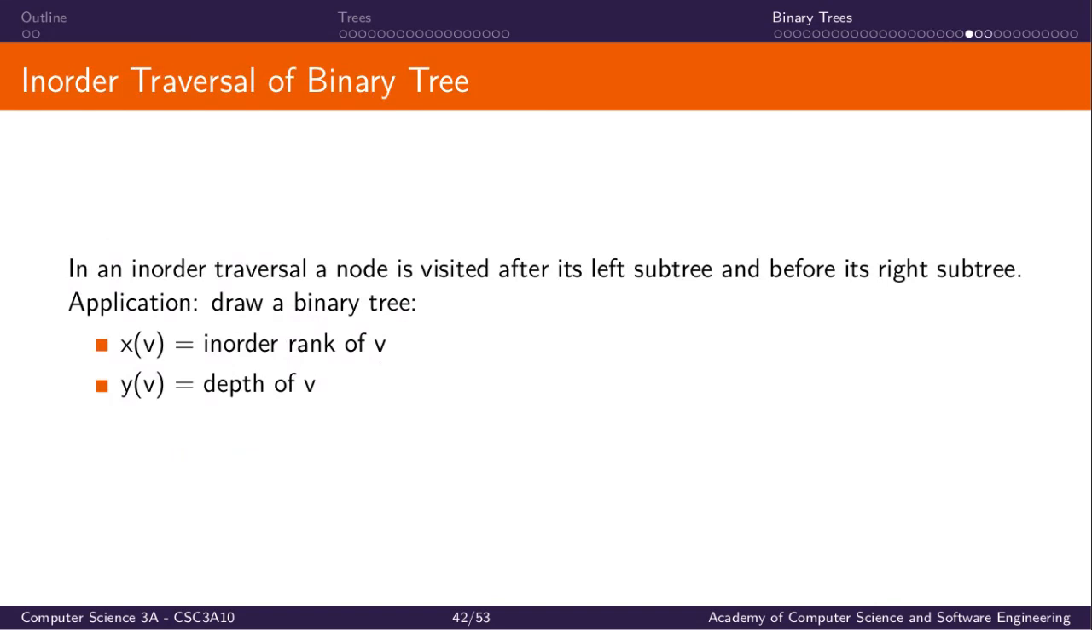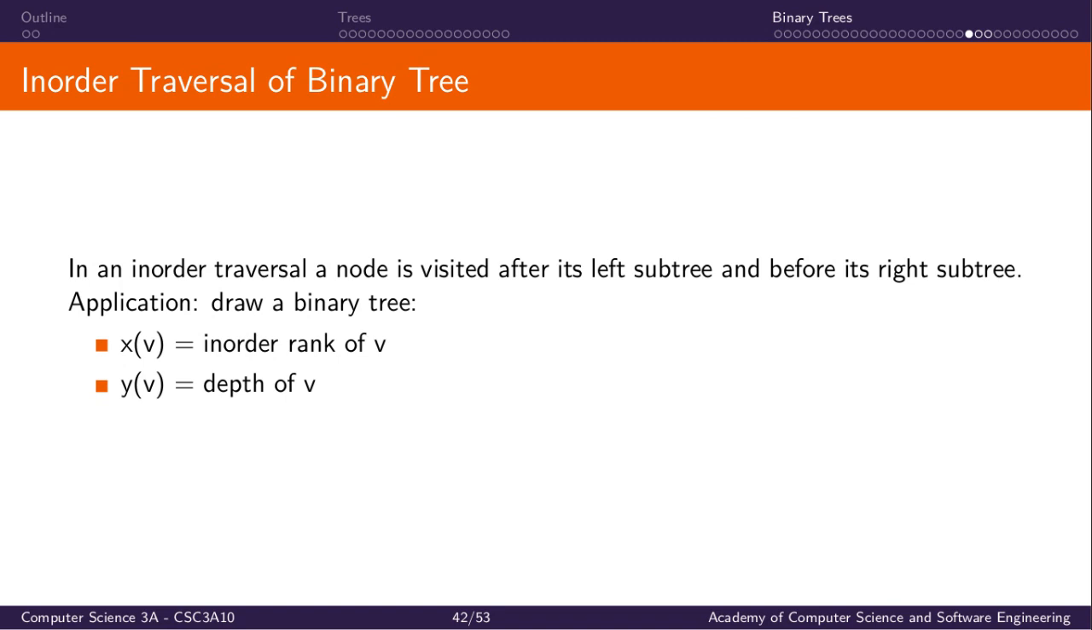Then we want to talk about a new traversal. We talked about a pre-order traversal and a post-order traversal. We will now want to talk about an in-order traversal. So for an in-order traversal, you visit first the left subtree. So you recursively call it on the left child, which will visit the entire left subtree. Then you visit the node itself. Then you visit the right subtree. And an application would be to actually draw a binary tree.